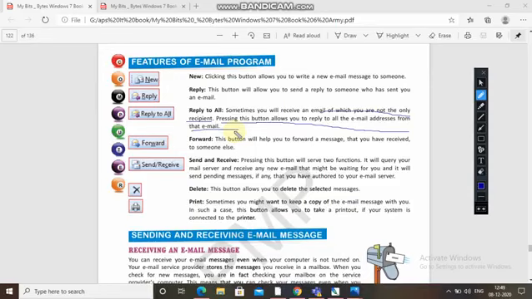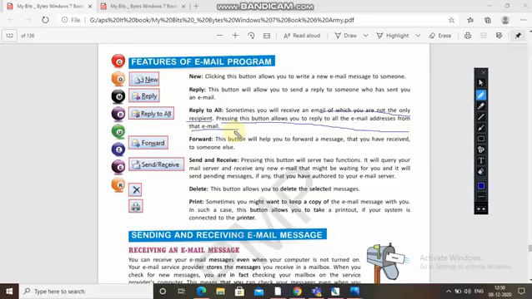Forward. This button will help you to forward a message that you have received to someone else. Means the message you received from a person, if you want to pass it on, then you forward that message, that letter, and that person will receive it.